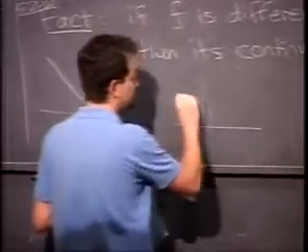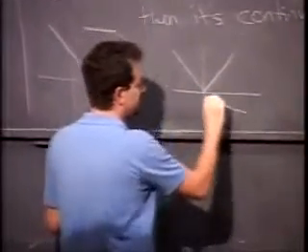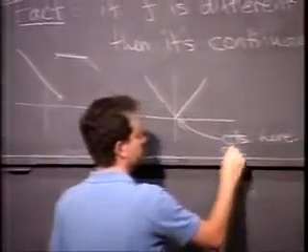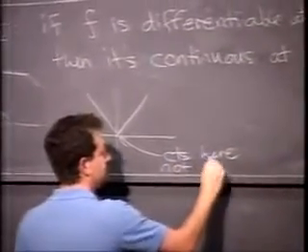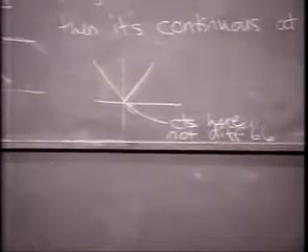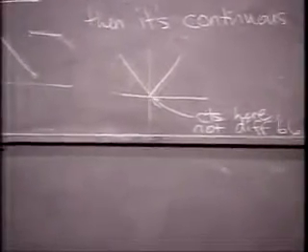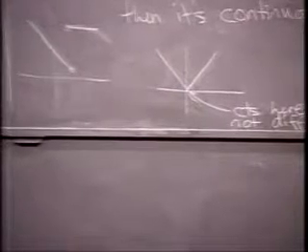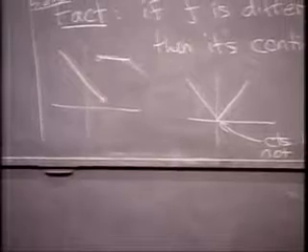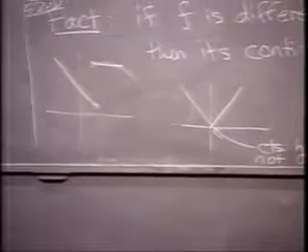Absolute value, it's continuous here, but not differentiable. It's continuous, but not differentiable at the origin. So the converse of the theorem is not true. A function could be continuous, but not differentiable. But if it is differentiable, it must be continuous.